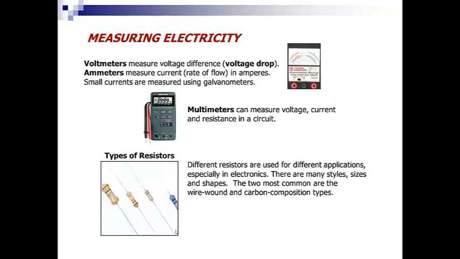Measuring electricity. Voltmeters measure voltage difference or voltage drop. Ammeters measure current or flow rate in amperes. Small currents are measured using galvanometers. Multimeters can measure voltage, current, and resistance in a circuit.